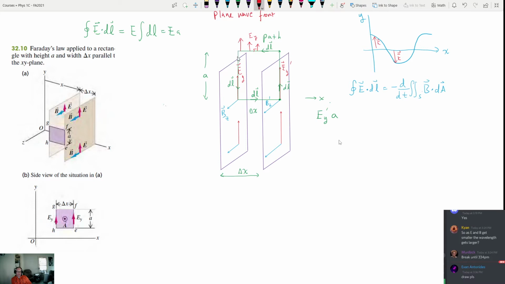Continuing around our path, going down this way, now Ey is up, but dl is down. You can kind of see that in this picture here, because it's kind of a side cutout of what we're doing, right? So along the left side here, dl is down, Ey is up. So we're going to have minus Ey times A. And that is the left-hand side of the equation.